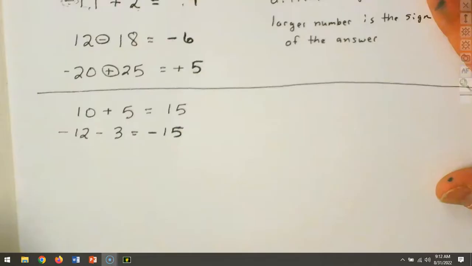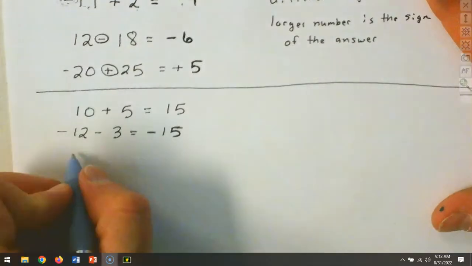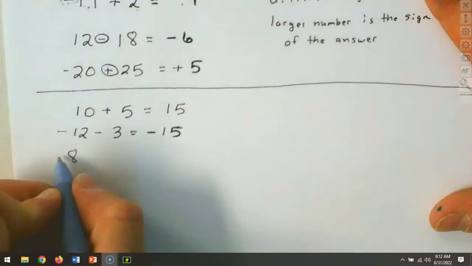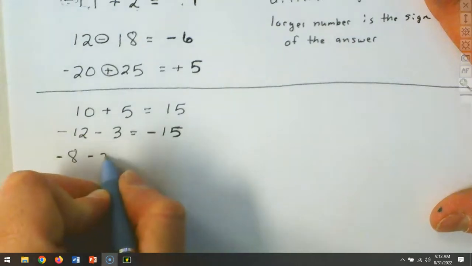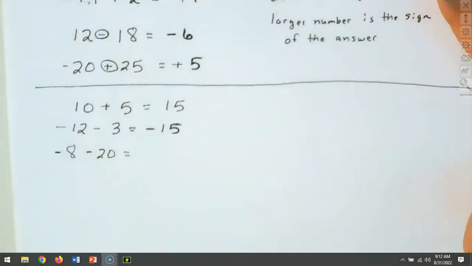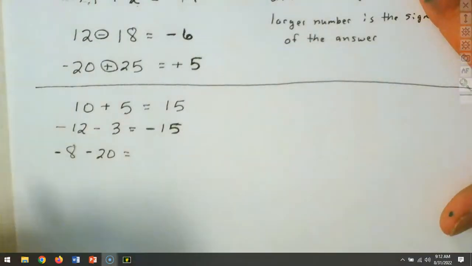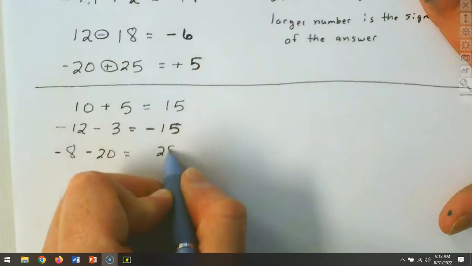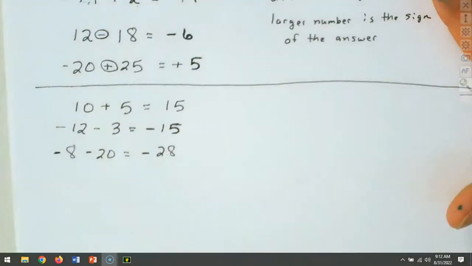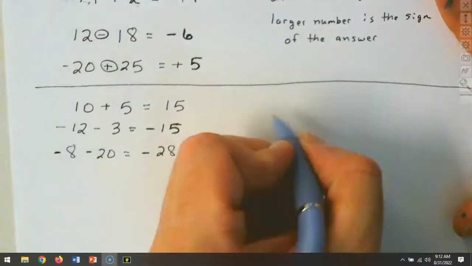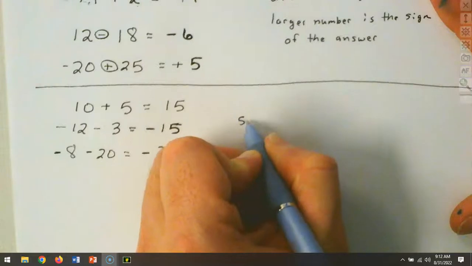So let's do some more of these just to make sure we have them down. Let's put a minus 8 up front, and how about a minus 20? What would that be? Minus 8 minus 20. Okay, these are the same signs, so we add them together. They're going to be 28, and what's the common sign? Negative. So that would come out to be a negative 28. So when they're the same signs, they add together.